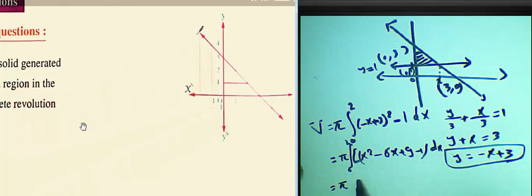Then integrating and putting 2 and 0 here, it will be x power 3 over 3 minus 3x power 2 plus 8x from 0 to 2. Put 2 in the expression, it will be 8 over 3 minus 12 plus 16. Using the calculator, the result will be 20 over 3 pi.